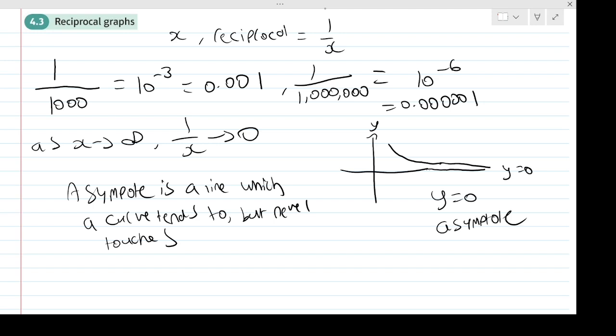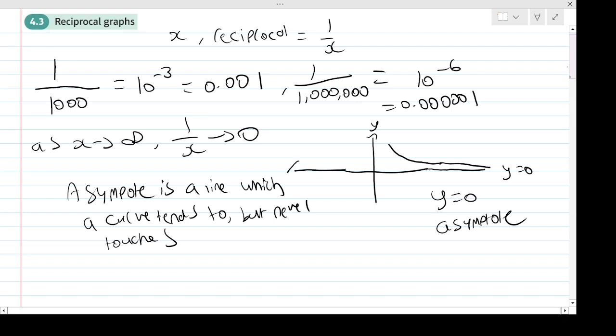Because it wants to go towards 0, as we just discussed. As x gets bigger and bigger, it goes towards 0, but it can never be 0. Okay, so it wants to go towards 0, but it can't be. So that is an asymptote. Okay, so that's what we're going to bear in mind. Cool. Okay, but what about the other side then?